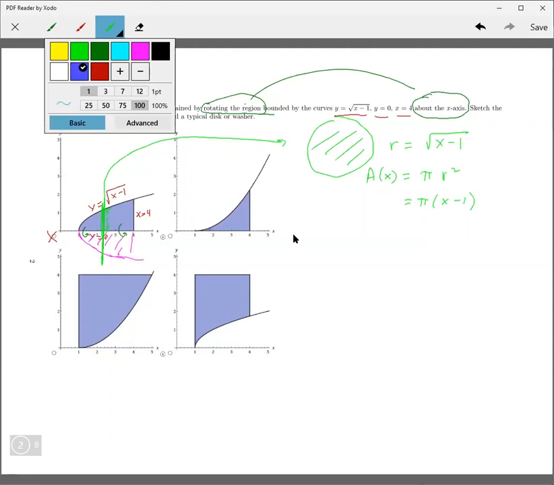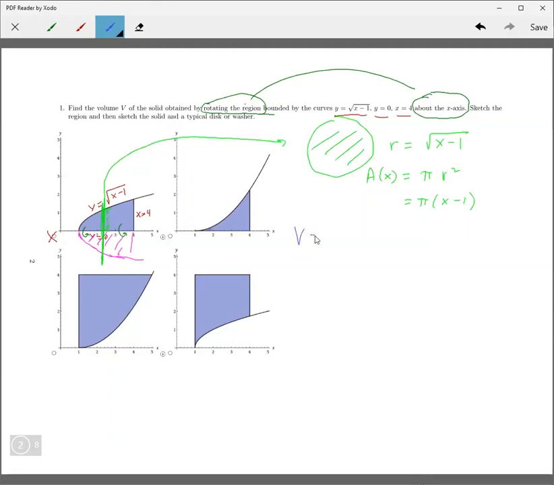Now the volume, from the first page, the integral was a to b of A of x dx. That's the formula from the first page. And you can see that a is 1 and b is 4. So you're going to go from 1 to 4. Here's the area, pi x minus pi, we'll write that like that, dx.